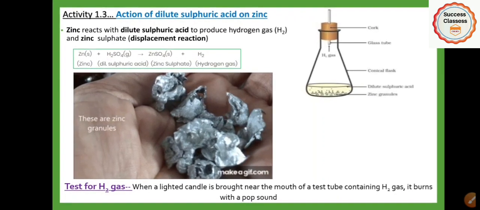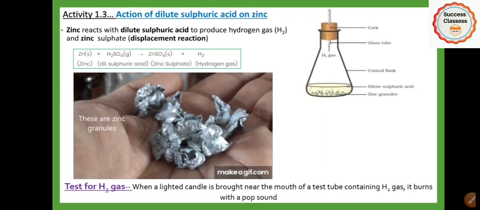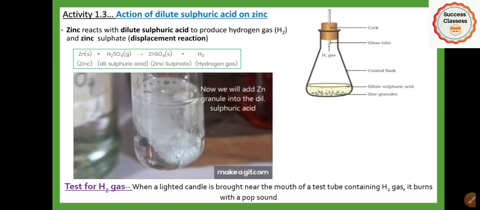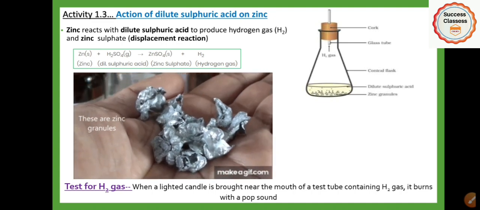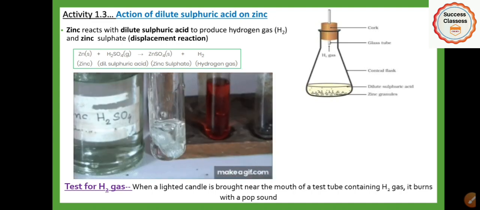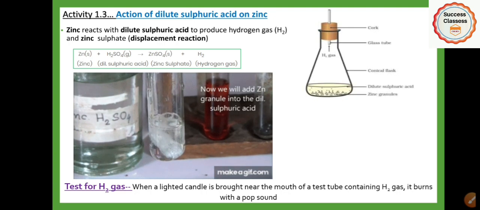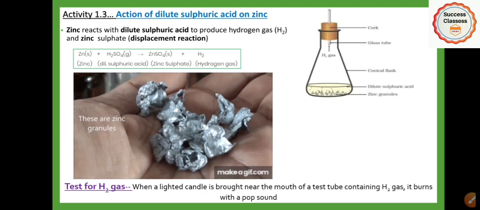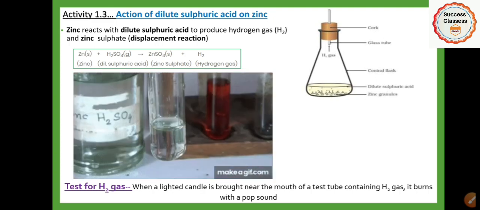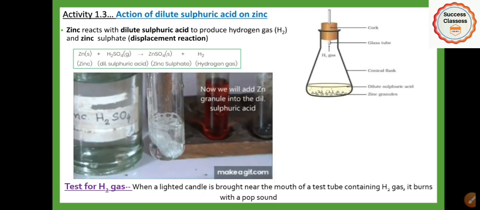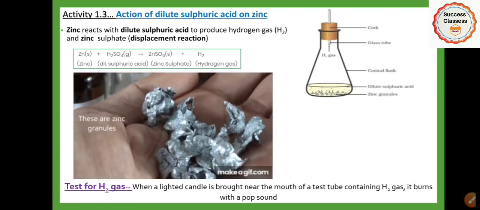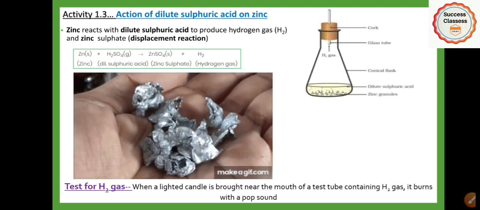Now the third activity is the action of dilute sulfuric acid on zinc. It is a property of metals. Zinc is a metal, and when metals react with acids, or we can say dilute acid, hydrogen gas is liberated. So this is seen in this experiment. Zinc reacts with dilute sulfuric acid to produce hydrogen gas and zinc sulfate. This reaction is also called a displacement reaction, which we will study in further videos.